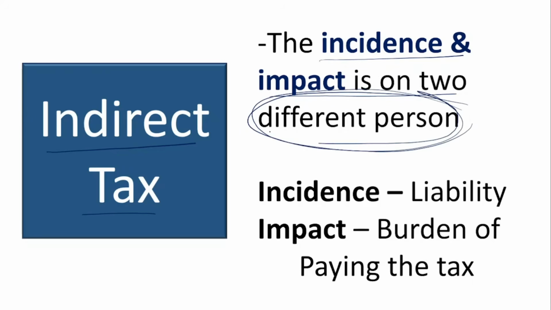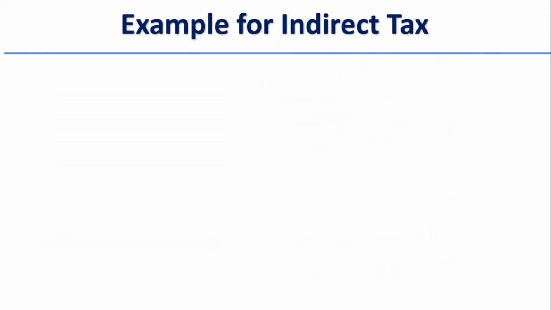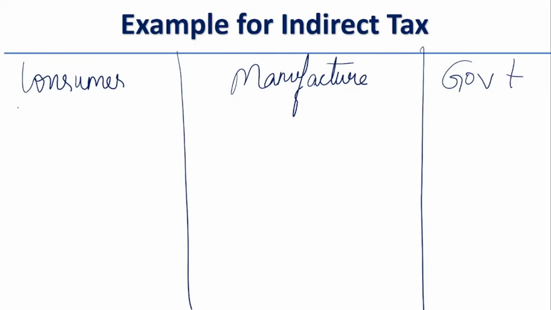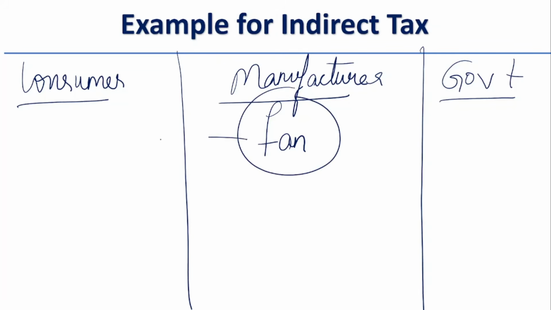Now let us try to understand this particular statement by taking up an example. On one side we have the government. Next here we have the manufacturer. Some person has manufactured, and here we have the consumer. So there are three different persons. One is the government, second is the manufacturer, and third is the consumer. Now the manufacturer makes a fan, and he will sell it to the consumer. So here he is selling it to the consumer.